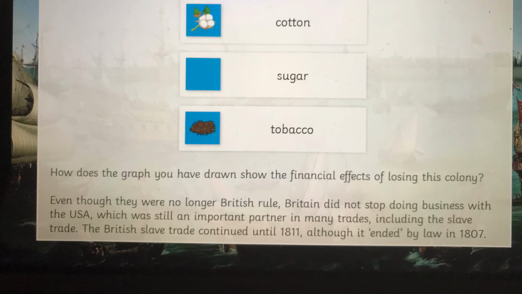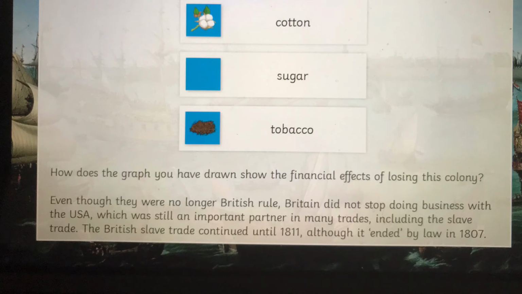Does it hurt them a little bit? Does it hurt them a lot? You should be able to tell by the graph how this impacted the trade colonies. It's important to note that they didn't stop completely trading with the states. However, they're not getting as good a deal as they were getting before. They have to deal with taxation.